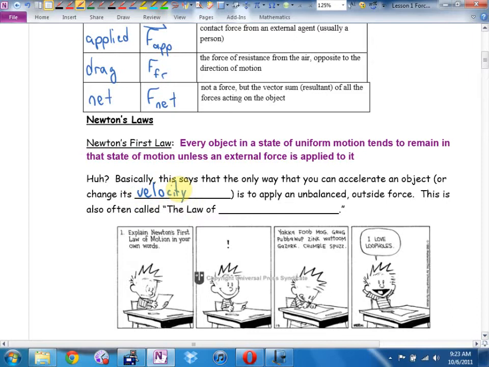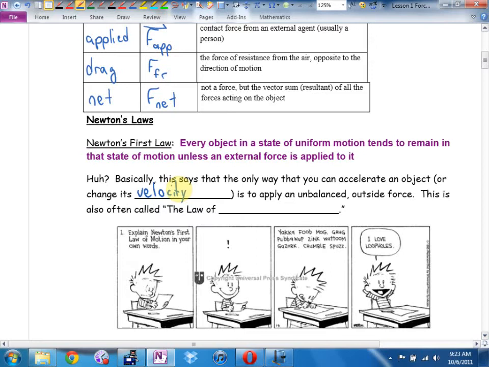And it also works backwards. If you're not accelerating or changing your velocity, you know what your net force is? 0. If you are accelerating, changing your velocity, you know what your net force is? Not 0. Okay? Doesn't mean that you're standing still. In outer space, you can glide forever because there's no forces acting on you. You'll continue going in a nice straight line at a constant speed.